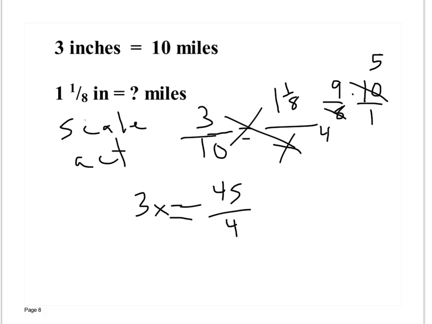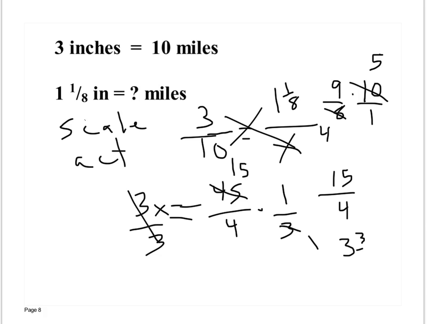So we have 3x is equal to 45 over 4. Okay, same thing as 90 over 8, you reduce by 2. Then we need to divide both sides by 3. Dividing by 3 is the same thing as timesing by a third. So then I can take 3 out of 3 and get 1, 3 out of 45 and get 15. So my answer is 15 over 4, which reduces to 3 3/4 miles.